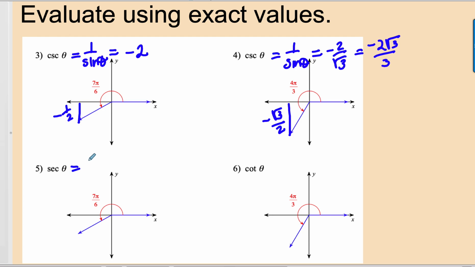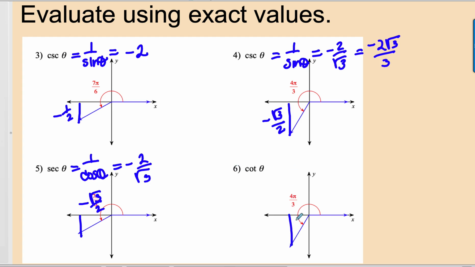Secant is the reciprocal of cosine. Again, I'm writing it, but most of us just think it. And we're looking at cosine. Cosine here is the long leg, -√3/2. And so the answer is -2/√3.